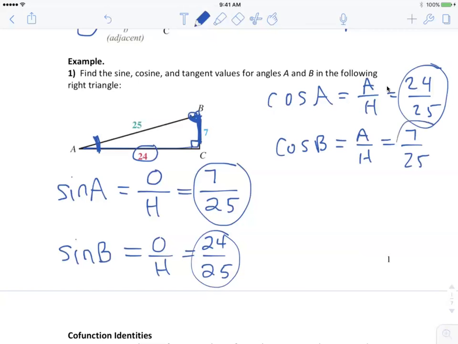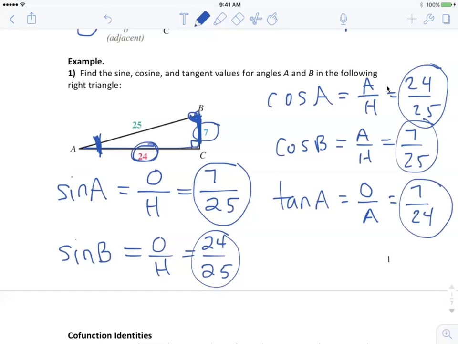Hypotenuse is 25. All right. Finally, we have tangent. Tangent of A. So we're back to my angle A over here. Tangent is opposite over adjacent. So you don't use the hypotenuse at all for tangent. So opposite is 7. Adjacent is 24, right? So that's 7 over 24. So really it's just about identifying the correct sides to get these answers, right?